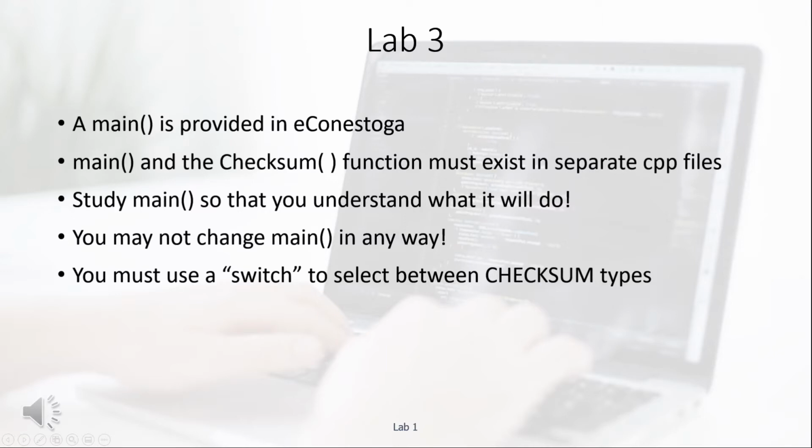For this lab, please download the main for lab 3 from eConestoga. In main, you're going to have your main function, but the checksum function must be in checksum.cpp. There must also be a checksum.h. Make sure you study main before you start the lab to understand what it's going to supply. And you can't change main in any way. It has to be kept the same. And you must use a switch statement to select between different checksum types. So we're going to use a switch inside our function.